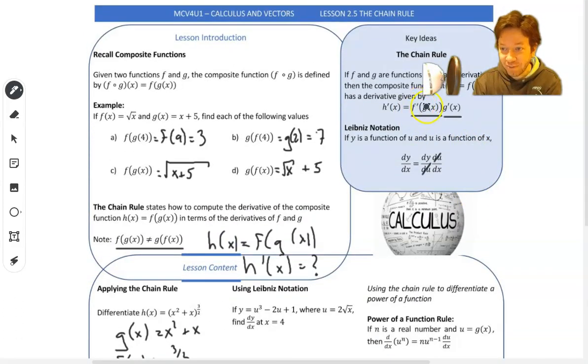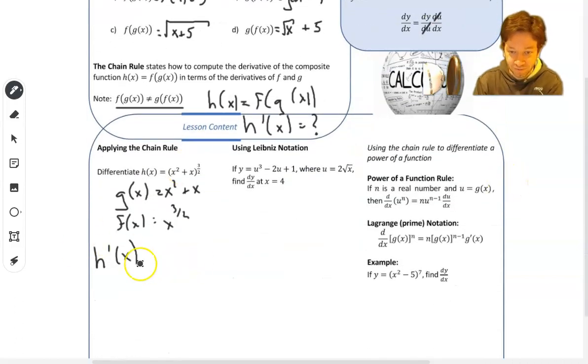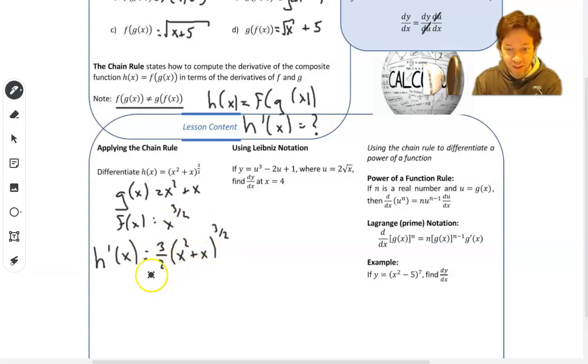We're going to first find f prime of g of x. So what we'll do is we'll think of this bracket as our g of x, which it is. So we're just going to leave it there. And we'll take that 3 halves, multiply it in front, almost as if we're just doing f of x. So we get that 3 halves, but it's g of x, so we get x squared plus x, all to the power of 3 halves. So there's f prime of g of x.